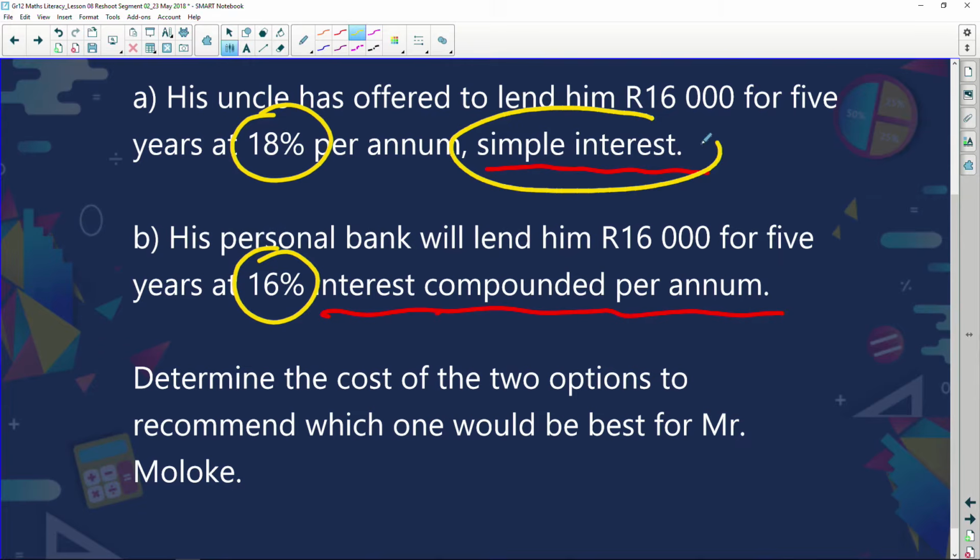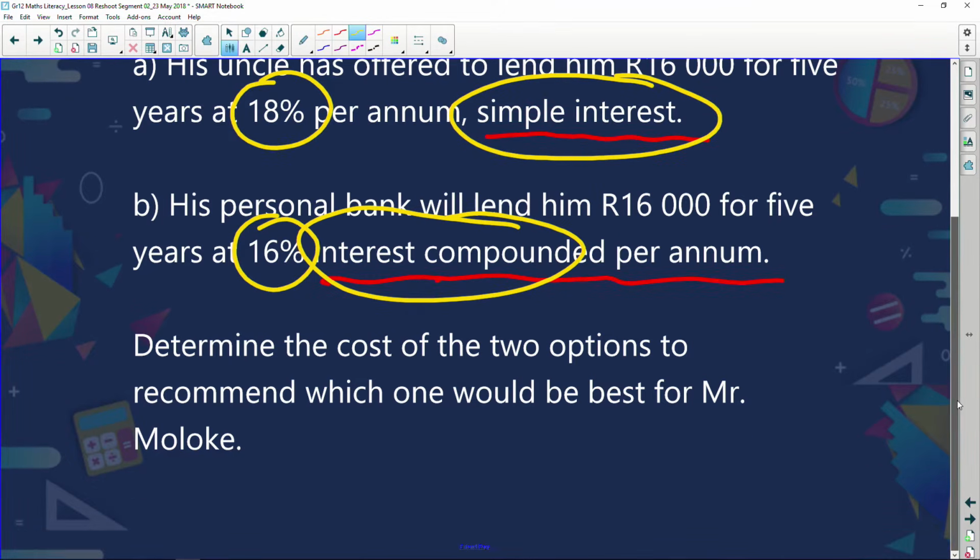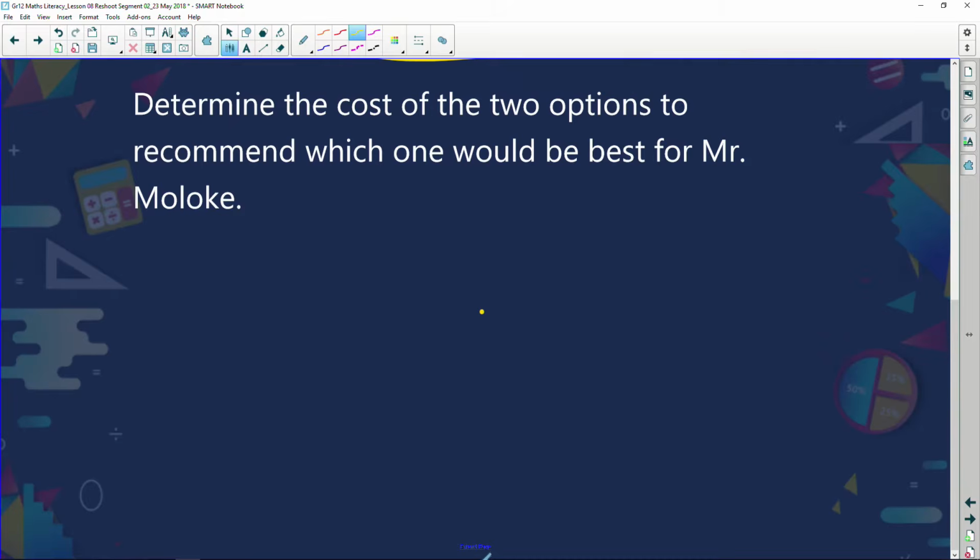But you guys and girls who do mathematical literacy will say, wait, listen up here. Not only are those figures of 18% and 16% important, but just as important is the type of interest. Are we doing simple interest? Are we looking at compound interest? Okay, so let's try and calculate this quickly. So 18% interest for 5 years, 16,000. Right, so let's do this.